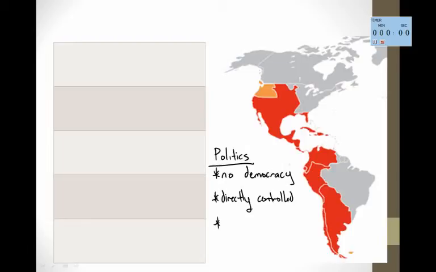Instead, the way he would directly control the colonies was through someone known as a viceroy. And the viceroy would govern the colonies on behalf of the king. He was a type of governor that reported directly to the Spanish crown. And because of that, like I said previously, there was no democracy in the colonies at this time.